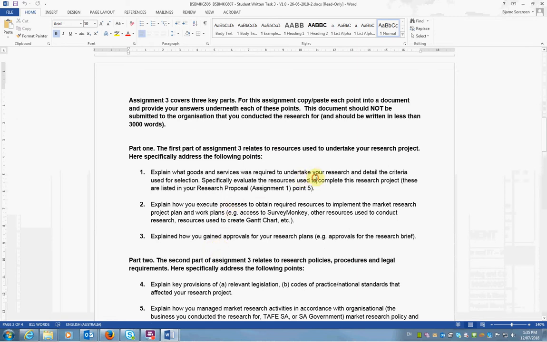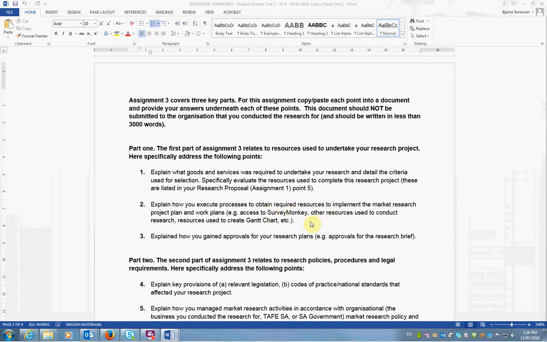So first of all, explain what goods and services were required to undertake your research and detail the criteria used for selection. This should be fairly straightforward. You probably used a number of resources to undertake your project, including time, computer access, consultants. You were the consultants. If you worked in a team, there would have been more consultants. Maybe you used SurveyMonkey. Maybe there were some costs involved, etc.